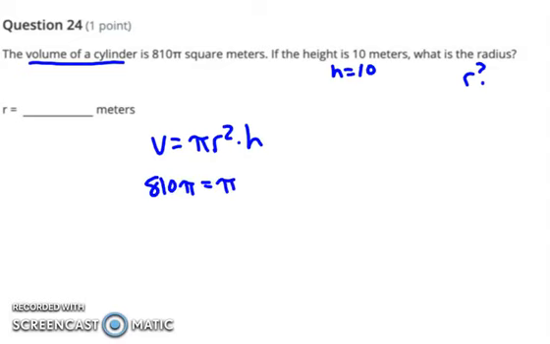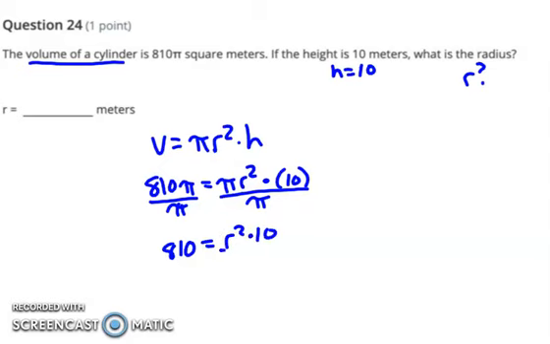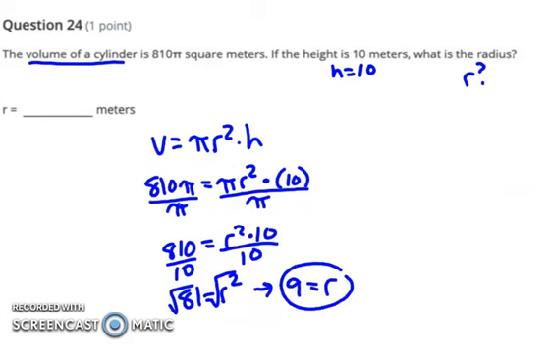And that's equal to pi, we don't know r, and then we know that h is 10. Maybe you can divide both sides by pi right away. That gives you 810 equals r squared times 10. Divide by 10. That gives you 81 equal to r squared, but we want r, so we're going to take the square root. We know that 9 is the square root of 81, so 9 meters would be the radius. So a work backwards problem: just find the correct formula, and then plug in what you know, solve for what you don't.